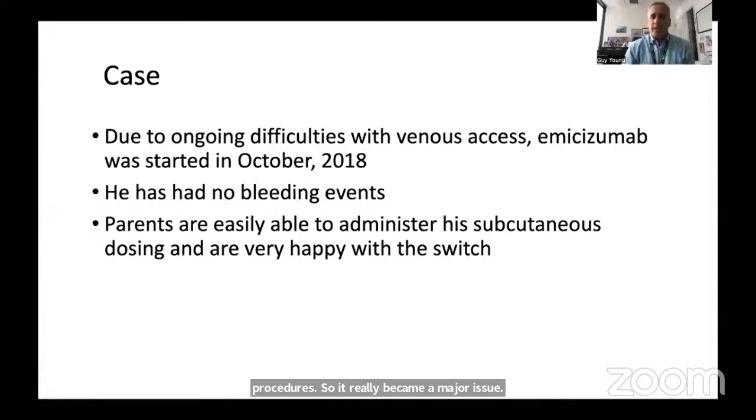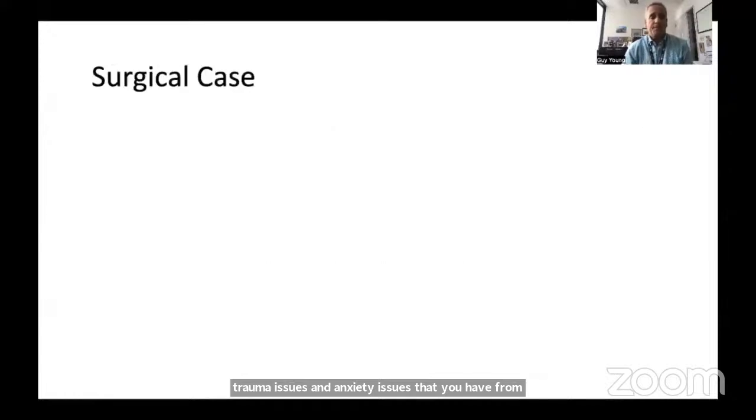In October 2018, emicizumab was licensed in the United States for patients without inhibitors. And now he's been on it. It's now October of 2022. We're 4 years later. He has had no bleeding events. His parents are able to administer his emicizumab. He's actually doing it himself now that he's 13 years old. They're all very happy with the switch. His medical trauma issues and anxiety issues that he had from before have all resolved, and it's really made a huge positive change for his life.